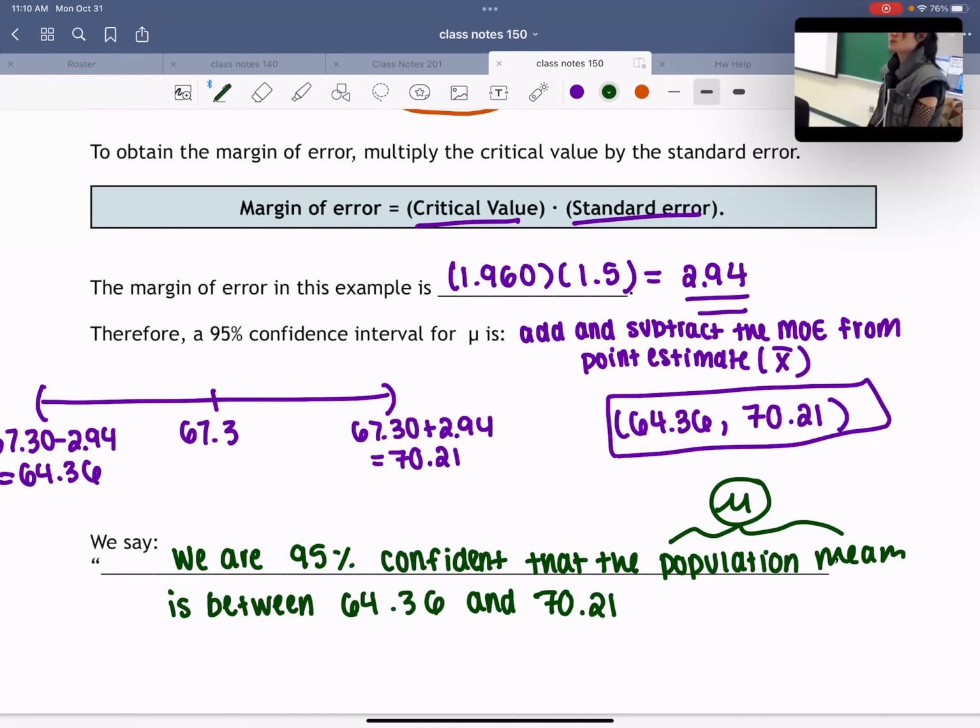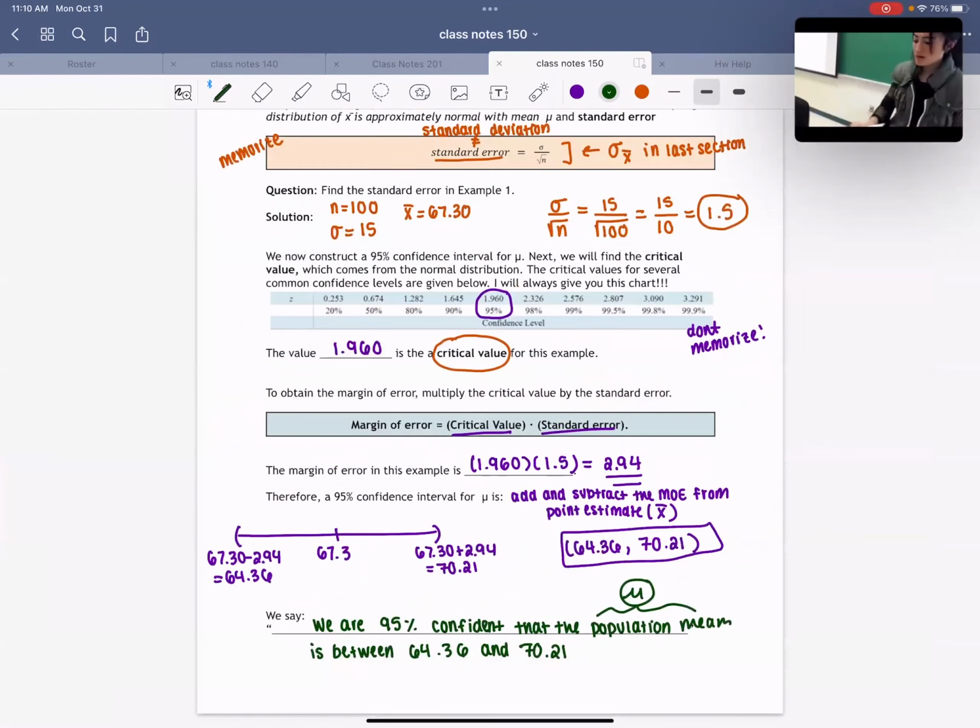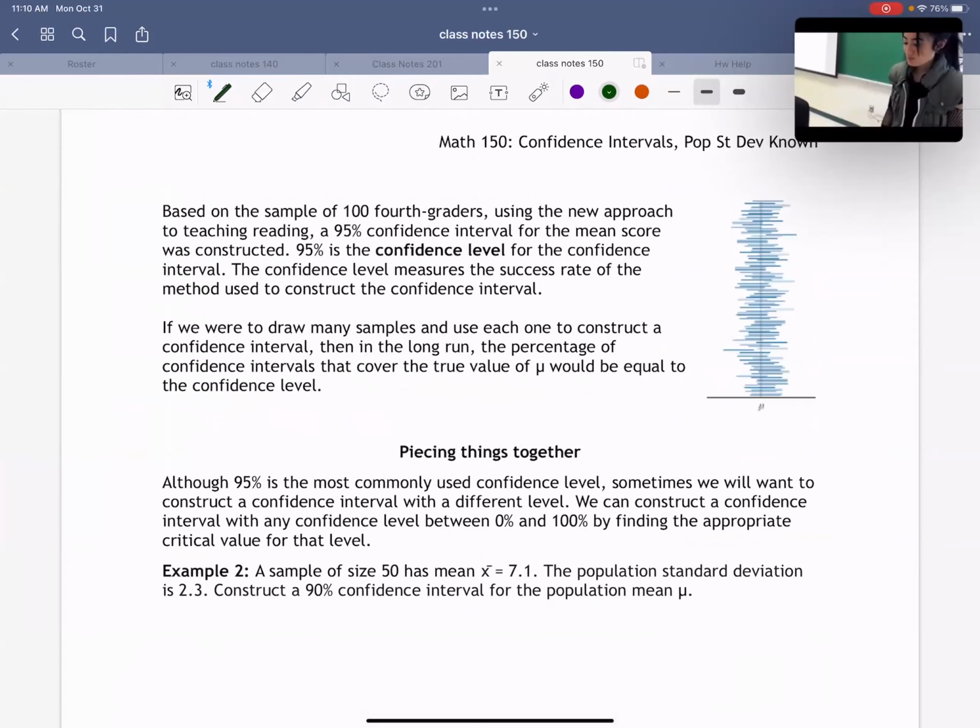I think everyone's done writing. Let me explain why this wording is really important. I think it's kind of confusing what this is. And before I can even explain why it's important, I'm going to talk about what this confidence level actually means. Okay.